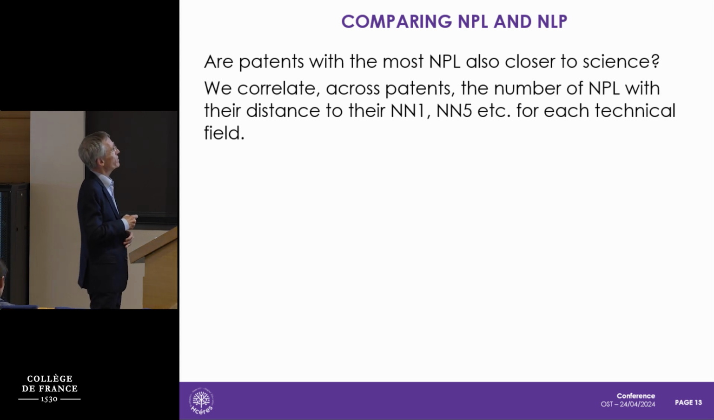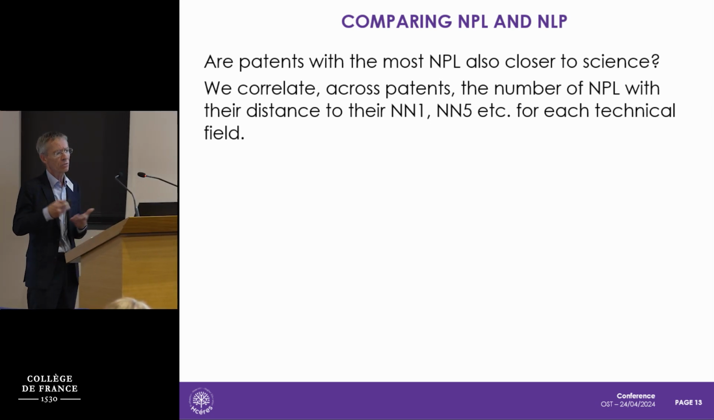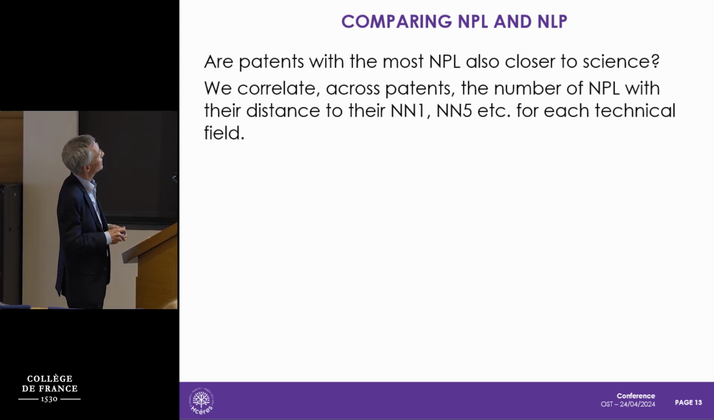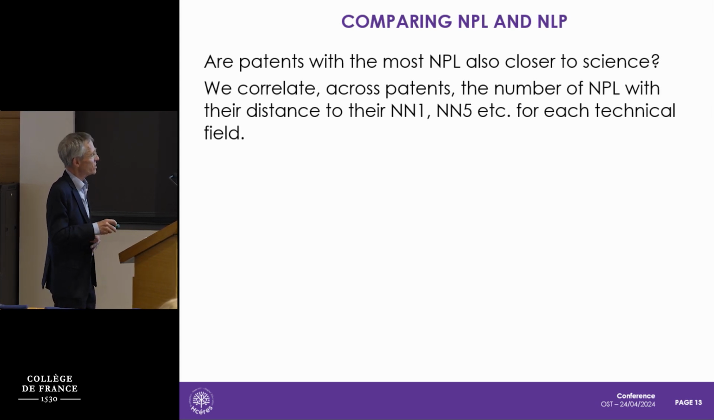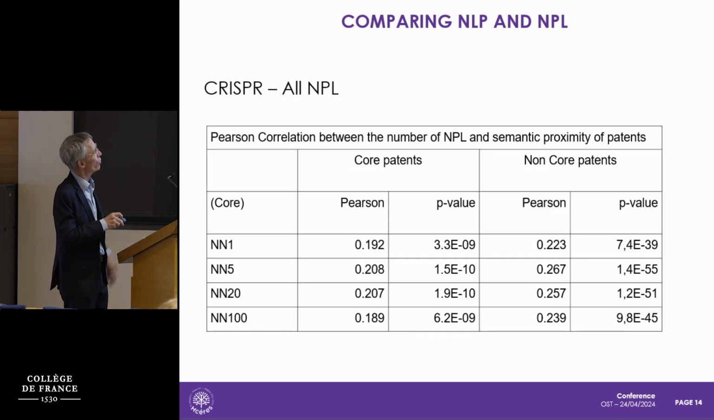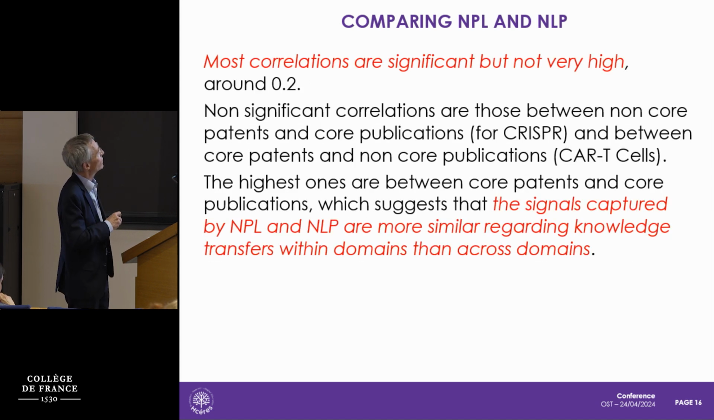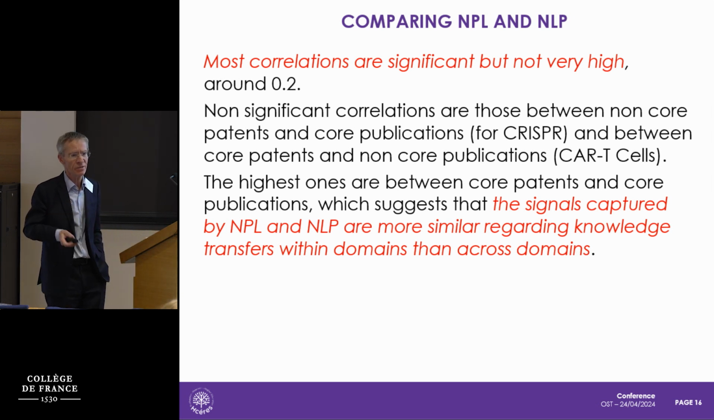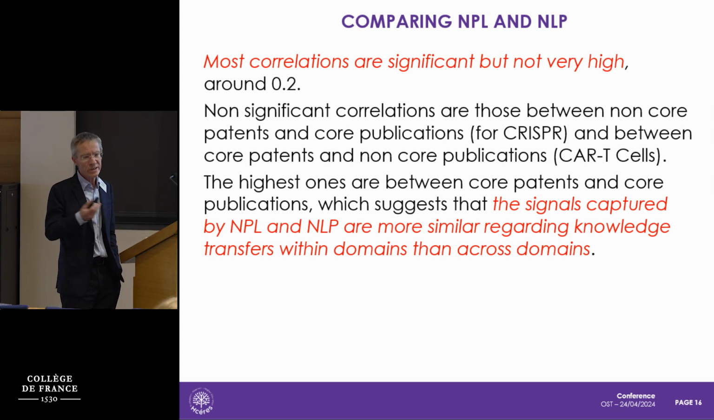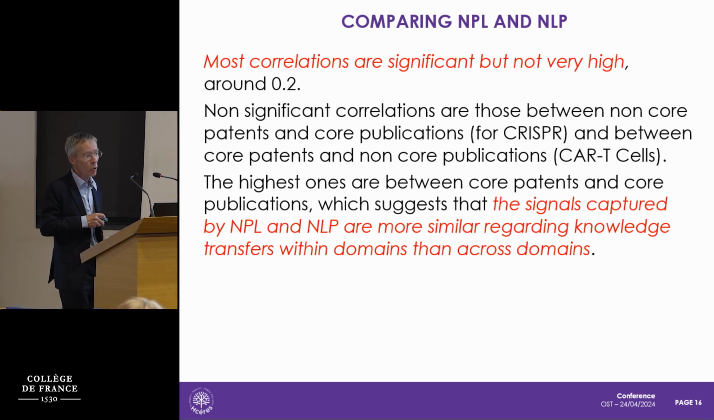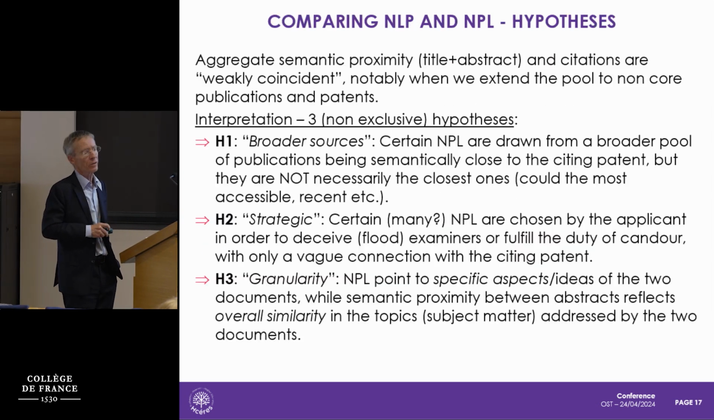Okay, comparing NPL and NLP, it's very complex data, so we compare them using various approaches, but happily, they all delivered a similar message. Just to show you here, we have the number of NPL and semantic proximity for core patents and non-core. But bottom line, there is a correlation that is significant, 0.2, 0.3. So it's significant, but we are quite far from one. And the question then is why? Where do these differences come from?